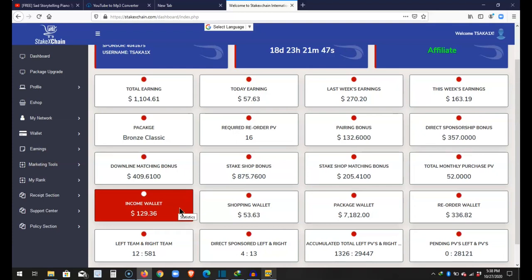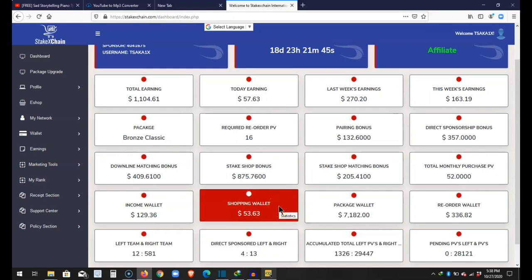Now the next one is what we call the shopping wallet. The shopping wallet shows the cash amount available for shopping. Remember that as you earn money, the company puts some in here for you to be able to buy products. In essence, when you join StakeXchain, you don't need to put any extra money in there for you to do your shopping. That is how it works.